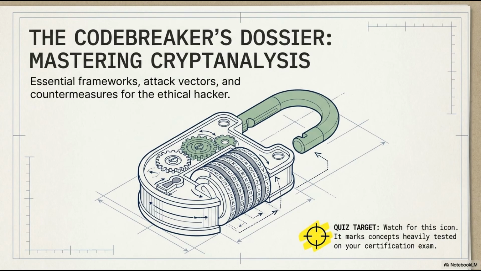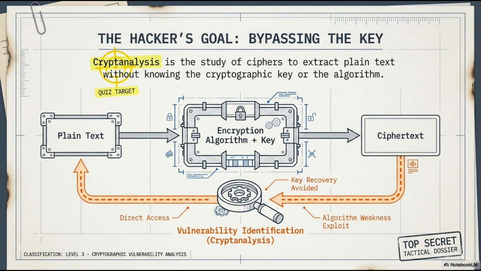Right, so you see that visual on the slide, the padlock with the gears and letters. That really sets the stage here, because in this deep dive, we're going to cover the essential frameworks, the attack vectors, and the countermeasures that every single ethical hacker needs to master. It's all about the actual math. So moving to slide 2, the hacker's goal, bypassing the key.